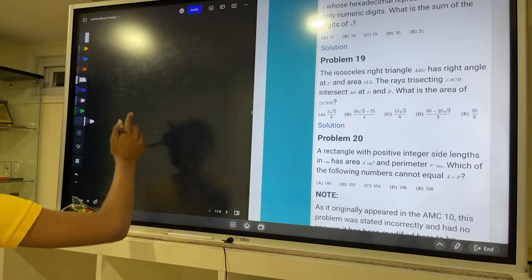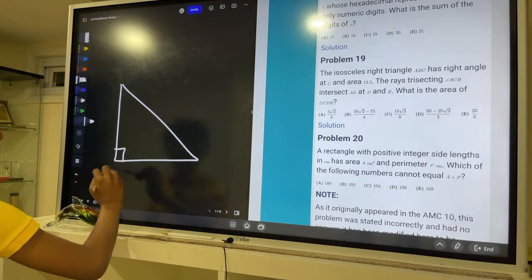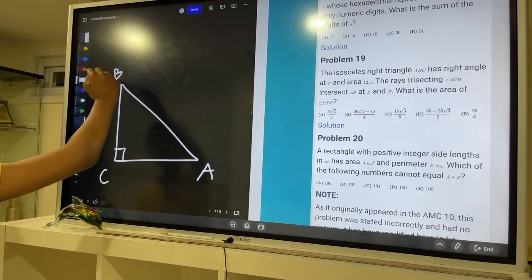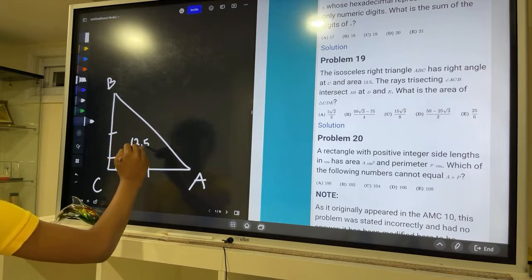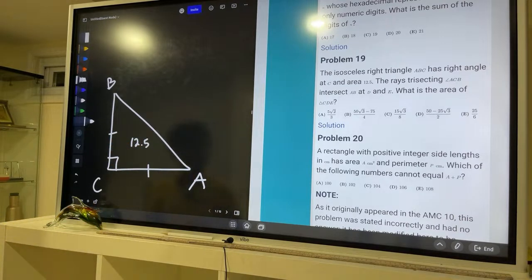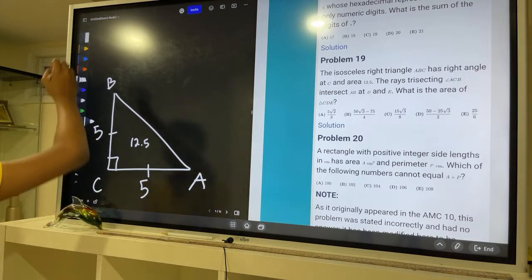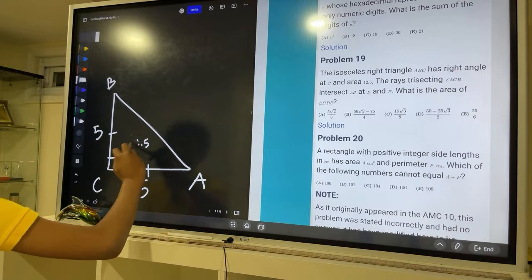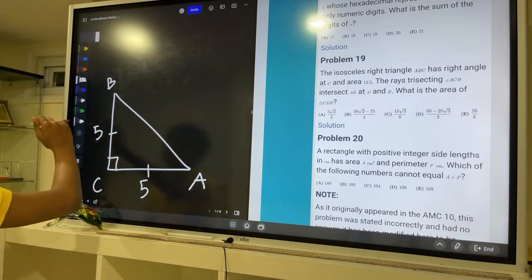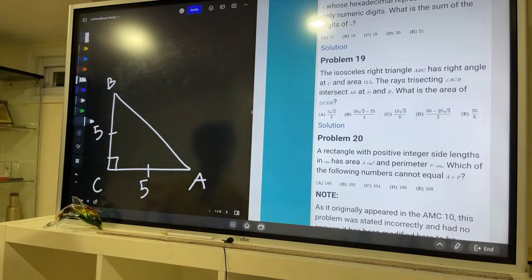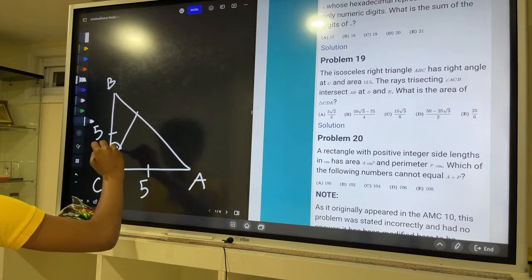Okay, right angle at C. And 12.5. That means that 5 is the side length. Marie's trisecting, oh no. ACB intersect AB at D and E. So this is 30.